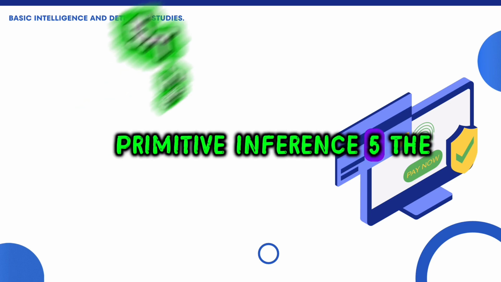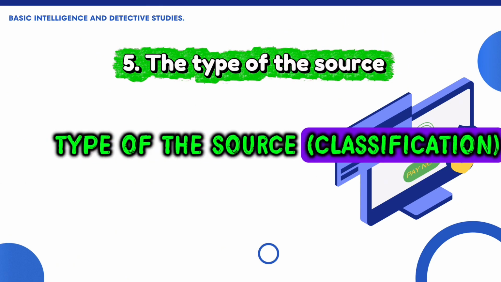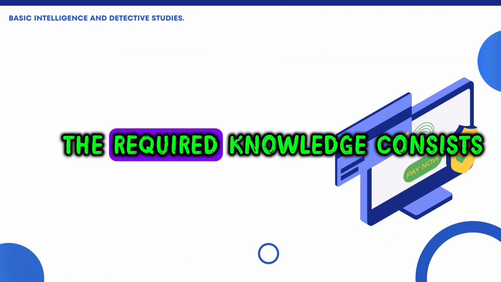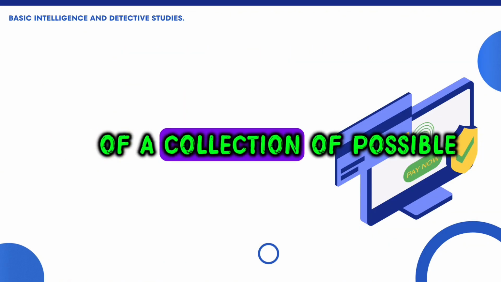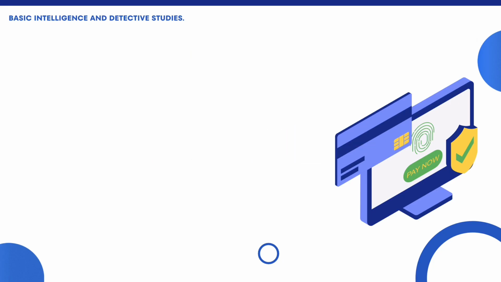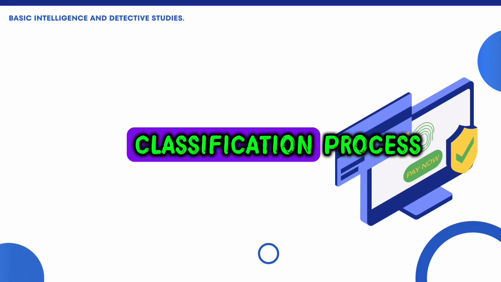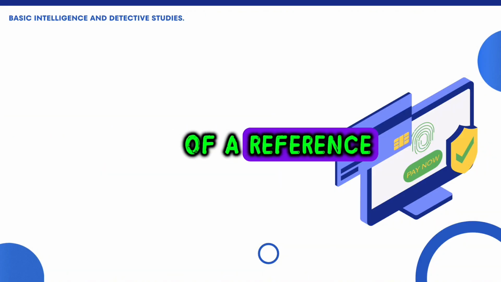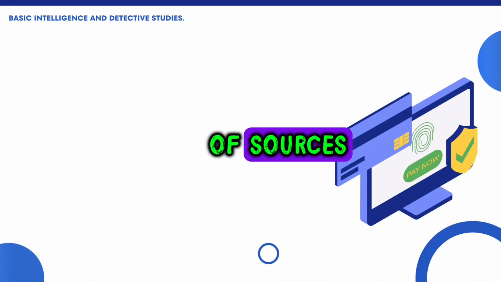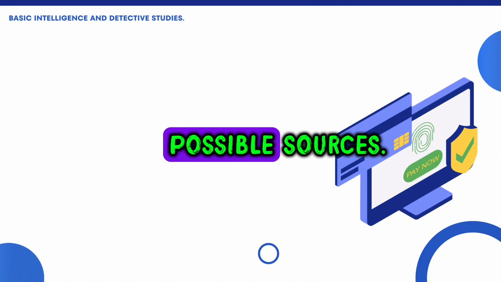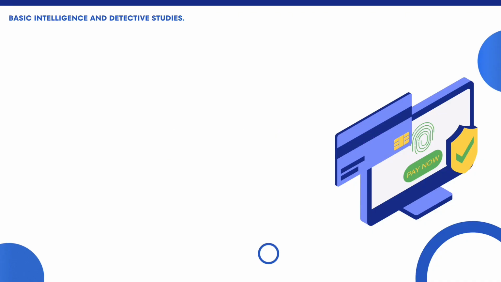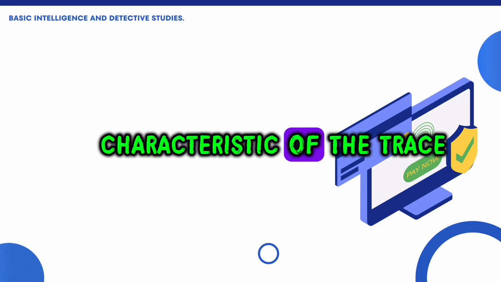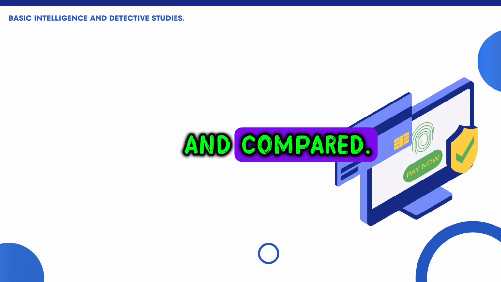Primitive inference 5, the type of the source, classification. In order to perform this inference, the required knowledge consists of a collection of possible classes of sources. The inference can then be seen as a classification process. Compare a trace to a collection of descriptions of a reference collection of possible types of sources. Infer the types of possible sources. It is not discussed here which class characteristics of the trace have to be extracted and compared.